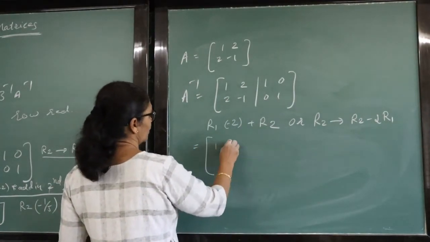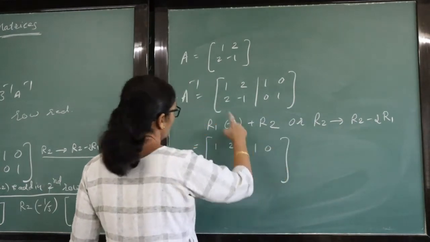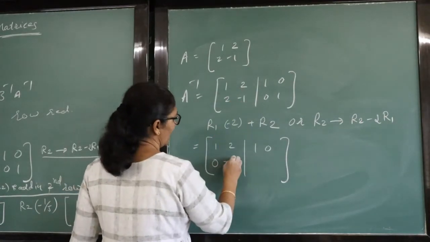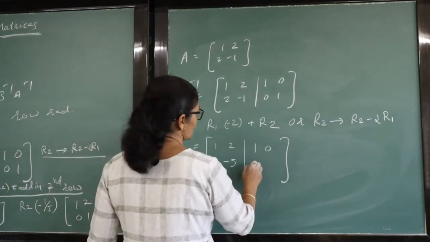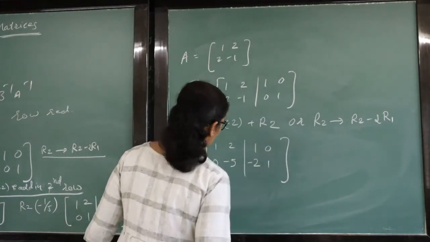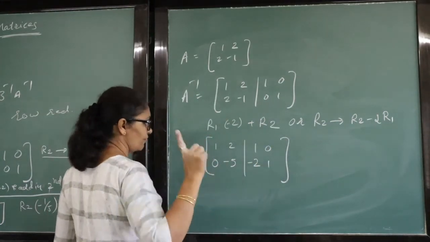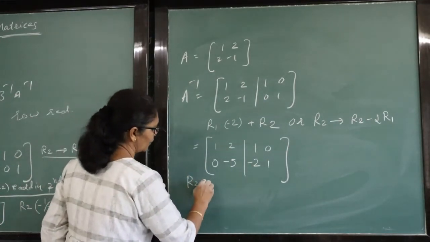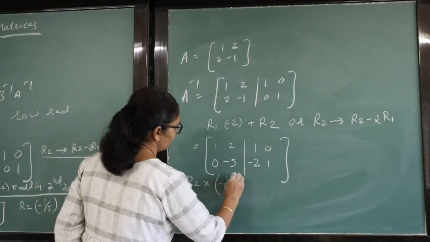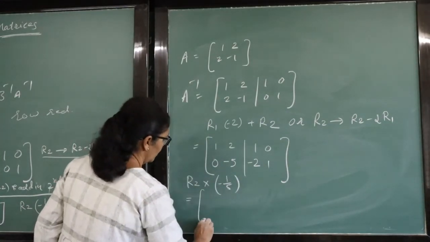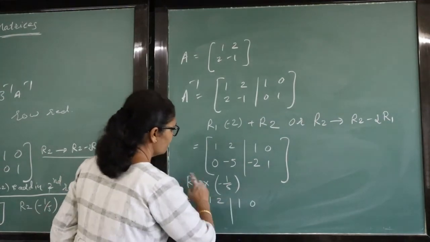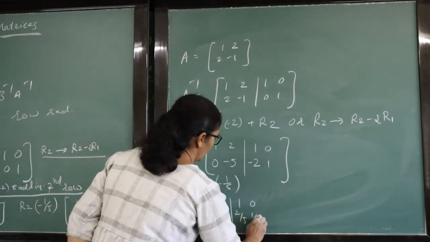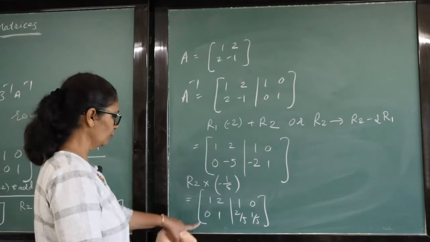Okay, let's write 1, 2, 1, 0. Now multiply with 2. So this became 0. 2 twos are minus 4, added to 1, minus 5. Minus 2 plus 0, minus 2, and this one as it is. Now we don't want minus 5, we want 1. So we divide it by minus 5. So how can you write it? R2 multiplied by minus 1 by 5. That can be said as divided. So what you get: 1, 2, 1, 0, first row as it is. Make a change in the second: 2 by 5 and 1 by 5. Clear?